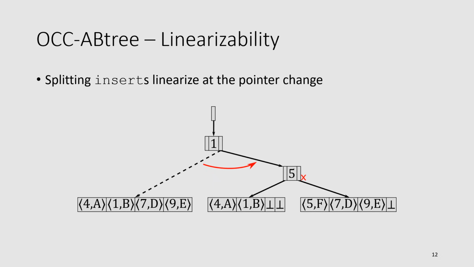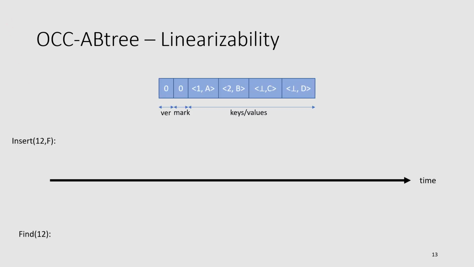Splitting inserts are easy. They linearize when the pointer in the parent node is changed to point to the new node. Note that the new key and value will appear in the tree as soon as the pointer is changed. For inserts and deletes that modify a leaf, let's consider an example insert and find operation and see how they interact. The linearization points you'll see in this example will be important to another contribution of our paper called publishing elimination that I'll get to later.